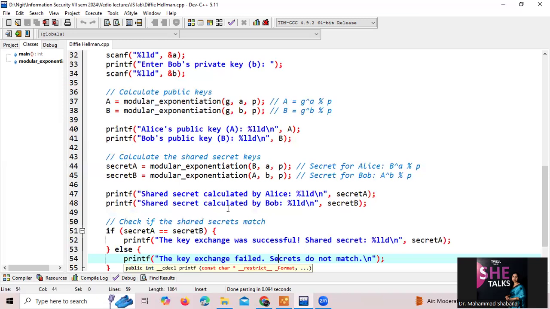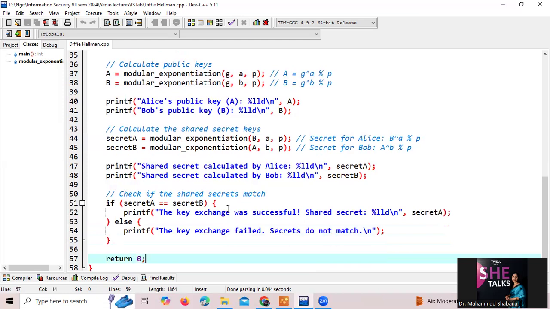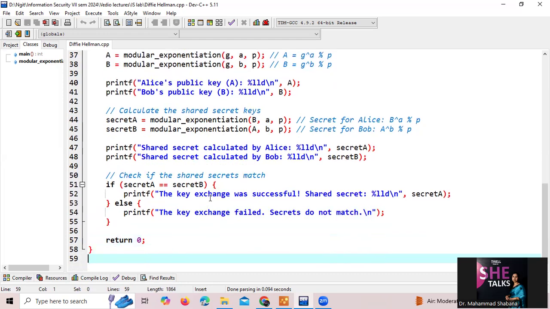Then we will compute the shared secrets in this program using a private key and the other party's public key. Both Alice and Bob compute the shared secret key. Alice computes S is equal to B power a mod P and Bob calculates S is equal to A power b mod P. Both calculations result in the same shared secret key S, thanks to the mathematical properties of the Diffie-Hellman algorithm. And the program displays the shared secret key as computed by each party.